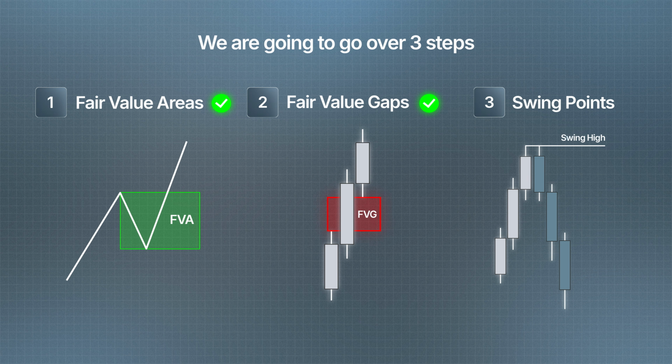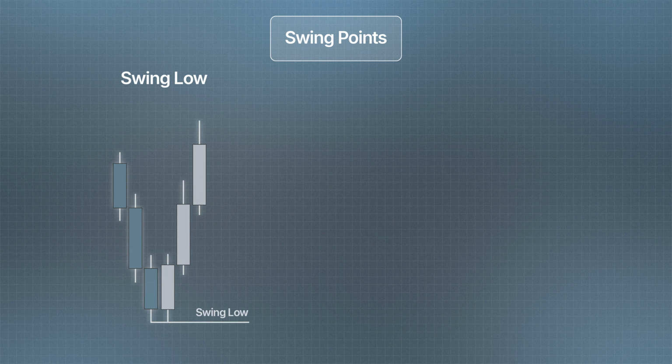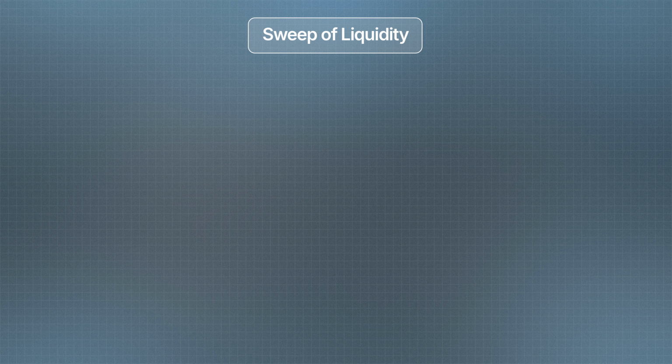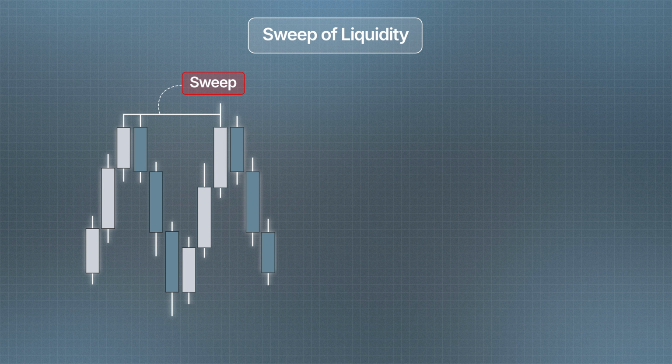Now we can use the understanding of those fair value gaps in the next step, which is step number 3. Step number 3 is about swing points. When I refer to a swing point, it's a swing high or a swing low. So to understand if a swing high or a swing low is holding, we need to understand what a sweep is. A sweep of liquidity is seen through 2 ways.